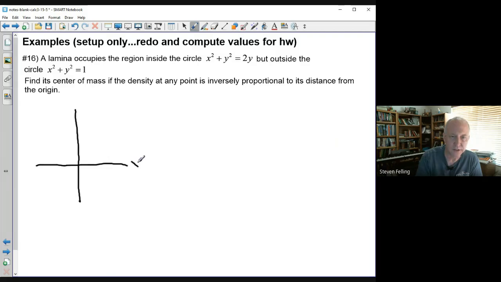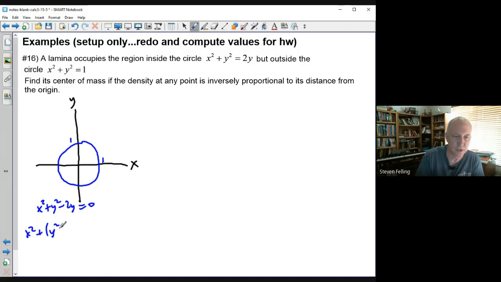Okay, let's graph it. So this one is a circle of radius 1, right? And centered at the origin. So I think I can do that. Circle of radius 1. Okay. This one we'll have to do a little completing the square business. x² + y² - 2y = 0.